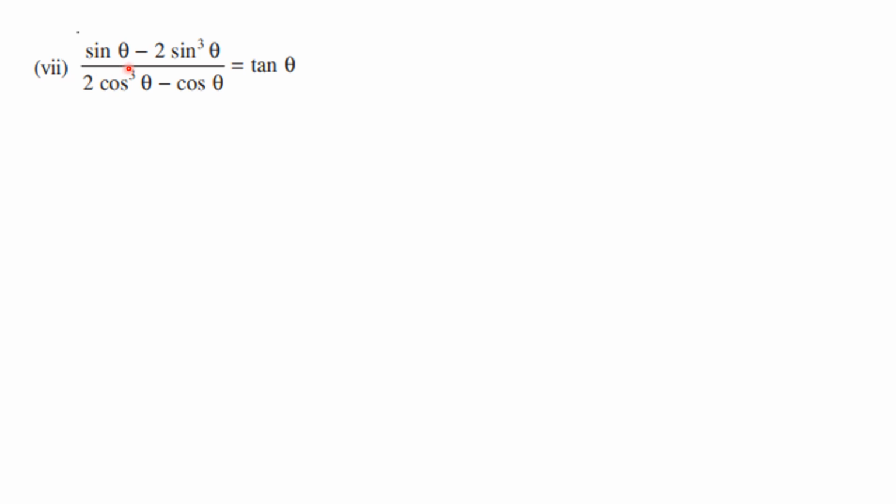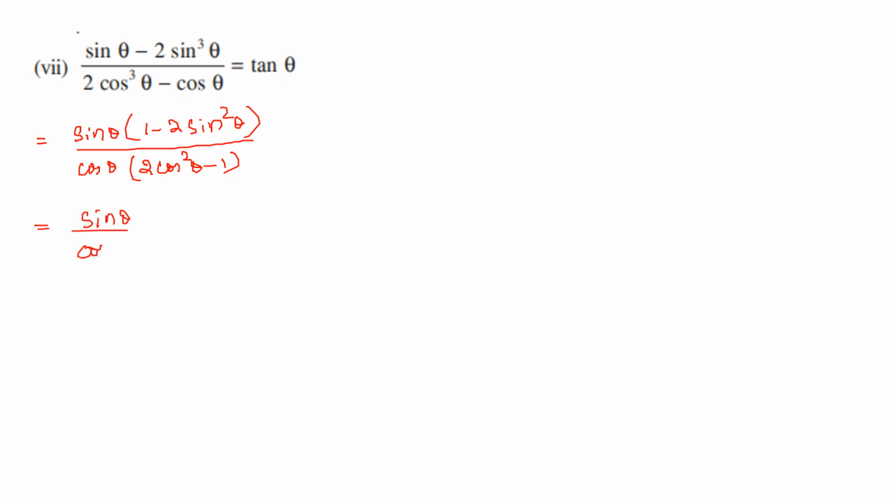Now seventh question is sin theta minus 2 sin cube theta divided by 2 cos cube theta minus cos theta is equal to tan theta. So here I can write it as, let's take sin theta common from the numerator. So I will be left with 1 minus 2 sin square theta, and in the denominator if I take cos theta common, it will be 2 cos square theta minus 1. Okay, now 1 minus 2 sin square theta and 2 cos square theta minus 1, both are the same. How is it the same? I am showing you. See, sin theta by cos theta, 1 minus 2.